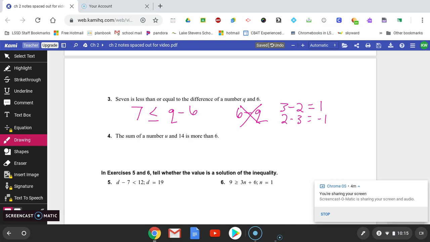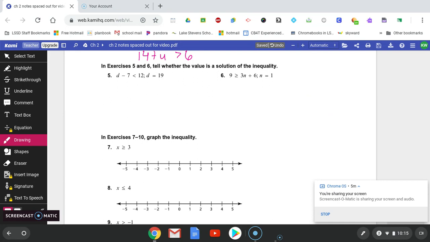The sum of a number u and 14 is more than 6. Sum means addition. So we're going to be adding u and 14. And it says it is more than, which would be this symbol, 6. On this one, addition, the order doesn't make a difference. So it would be fine for you to write it either one of those ways.